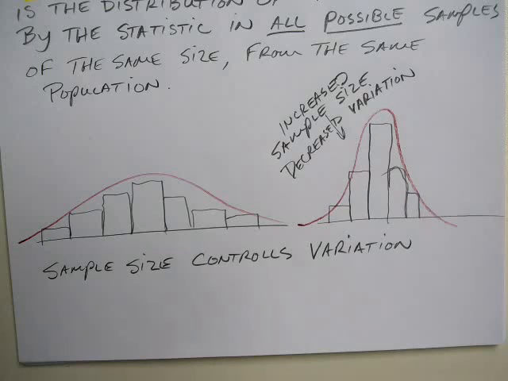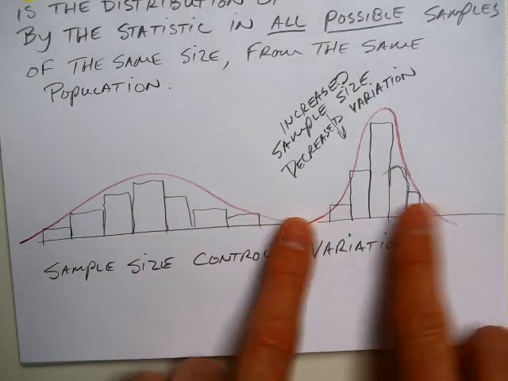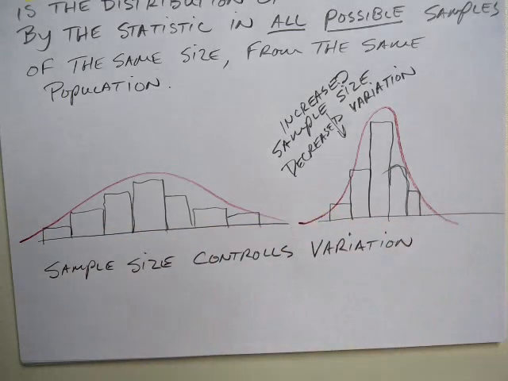What's variation? What's the difference between these guys? Let's say it's the same question. What's the average age? What's the difference between these two graphs visually? Yeah, it's more spread out. That's exactly right. That's variation. Variation is spread.